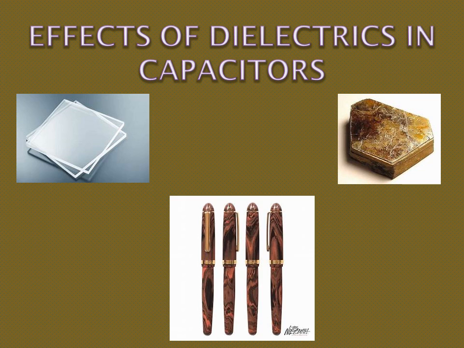So the first one, the effects of dielectrics in capacitors. Now what happens when a dielectric is connected between two parallel plate capacitors? In this, I hope you know what are dielectrics. For example, mica, glass, ebonite, paper, all these come under dielectrics. Okay. Now you have two cases in this.